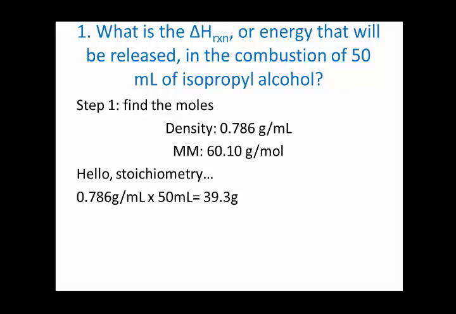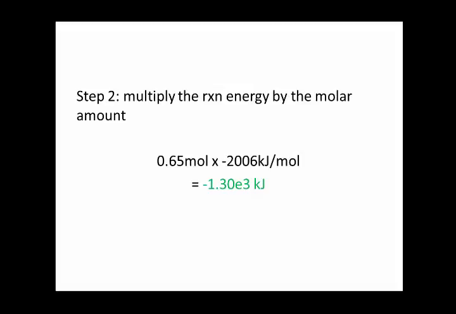I can go ahead and take the density and multiply it by the volume that we're working with, which is 50 milliliters, which leaves me with 39.3 grams. Now, when I take this value and divide it by the molar mass, or 60.10 grams per mole, I end up with 0.65 moles. So step number 2 is multiply the reaction energy by the molar amount.